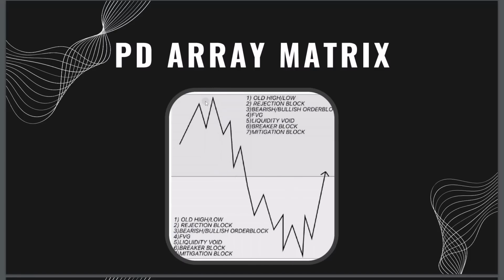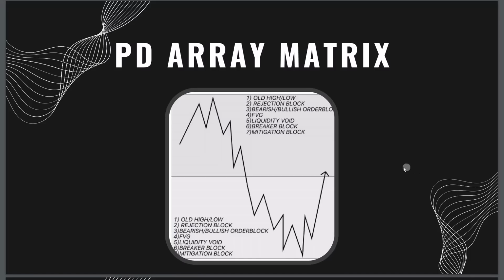Now if we start from here, we have an old high or old low. After that, we have a rejection block. I don't really focus a lot on the rejection block, but just after that, we have our bearish or bullish order block. And in this case, it's a bearish order block. After that, we have the fair value gap. So we should know that a fair value gap comes immediately after a bearish or a bullish order block. It comes after the old high or low, and then after the order block comes the fair value gap. So we should know this order here.